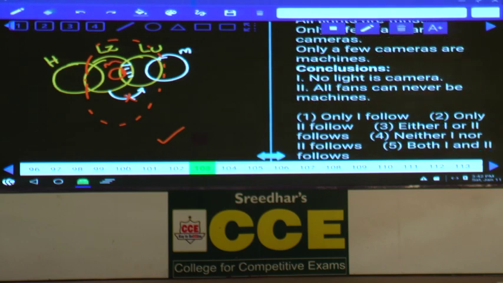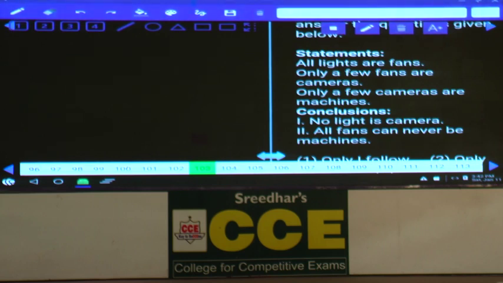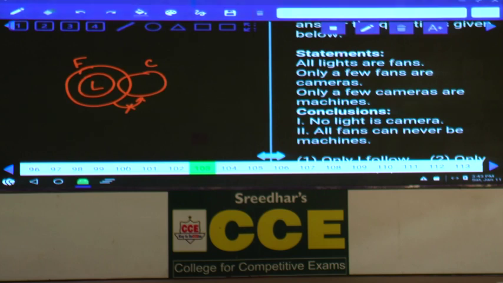103. Now 103. All lights are fans. All lights are fans, only few fans are cameras. Only few, he said only some. Only some fans are cameras, which means not all fans are cameras. Then only few fans are cameras and only few cameras are machines. Only some cameras are machines. The camera should not go into machines, and the fans should not come into camera, isn't it?